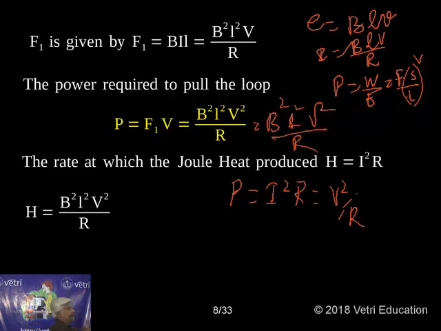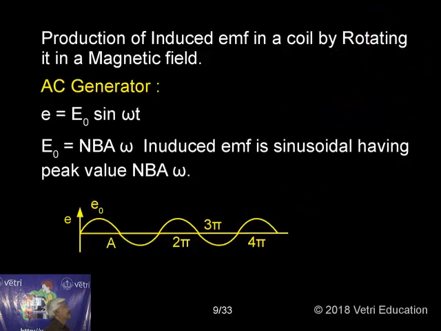This is the central syllabus. Be careful. In our syllabus, we have explained up to induced EMF E with the change in area. That's all we have seen. But here, we have an additional point that we have to understand: production of induced EMF in a coil by rotating it in a magnetic field. So this is another thing I have to understand.